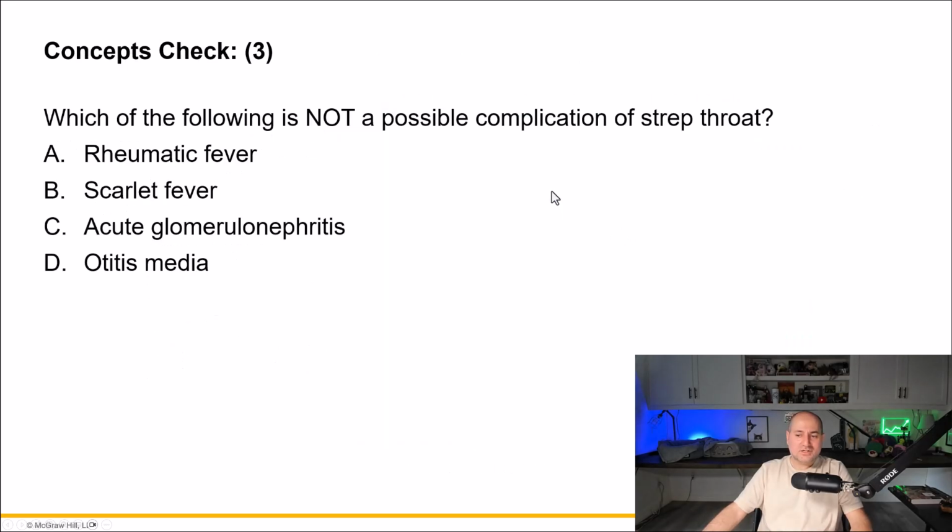And that leads to concept check number 3. Which of the following is not a possible complication of strep throat? Rheumatic fever, yes, we just talked about that. Scarlet fever, yes. Acute glomerulonephritis, yes. So the answer has to be otitis media.